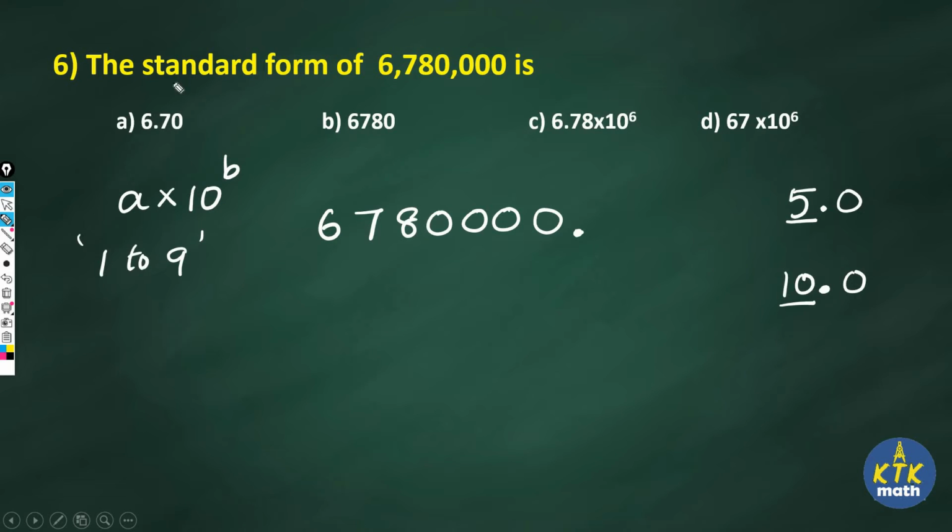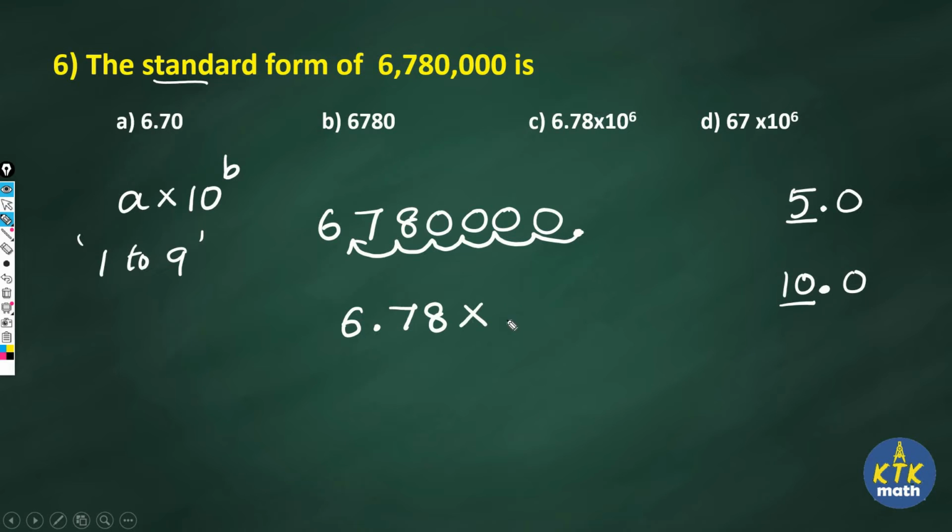Okay, I was saying standard form means you must have only one digit as the whole number. So I need to shift the position of the decimal point in between 6 and 7. Just take the jumps: 1, 2, 3, 4, 5, 6 jumps I am taking. So when you are taking 6 jumps, you need to write this as 6.78. No need to mention these extra zeros, which have no value when followed by the decimal number.